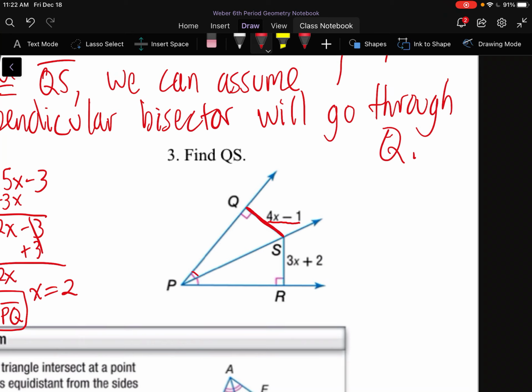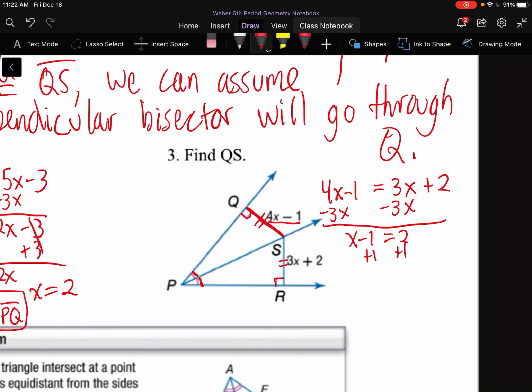Here, I notice that these two angles, angle QPS and angle SPR, are congruent. If those two angles are congruent, and I notice that I have two right angle boxes here, I can conclude that QS should be congruent to SR, that those two segments should be congruent. Again, when we have two congruent segments, we can set those equal to each other. So I'm going to have 4x minus 1 equals 3x plus 2, and I can solve here. If I subtract 3x from both sides, I'm left with x minus 1 equals 2. Add 1 to both sides. I get x equals 3.